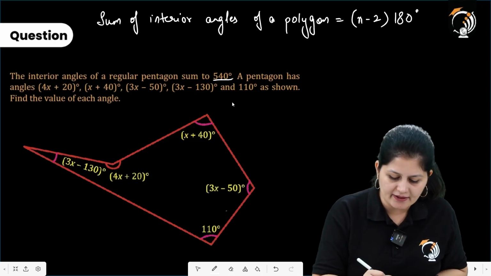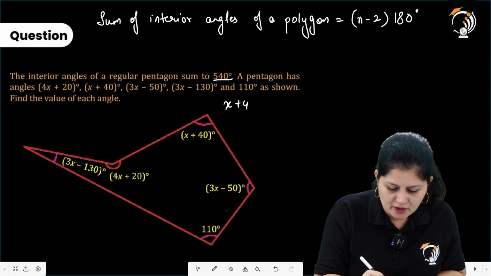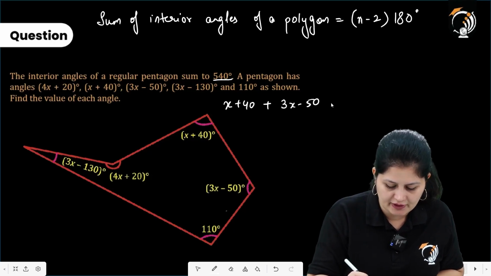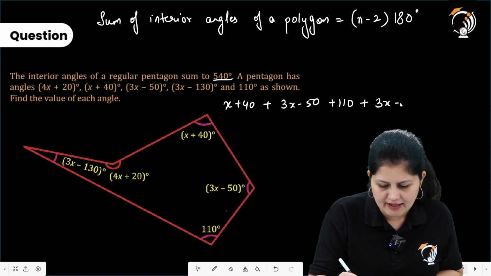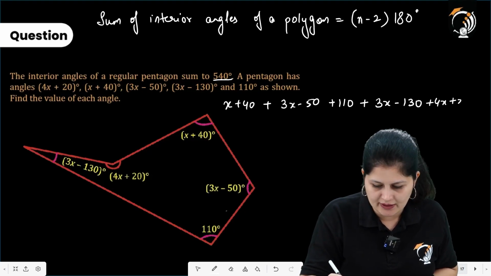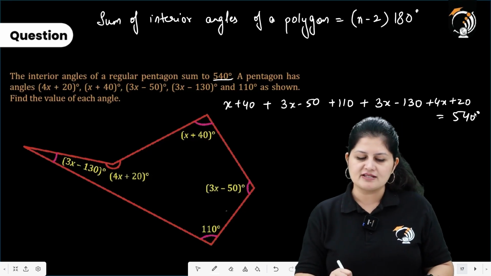So let's just write it. It is going to be x + 40 + 3x - 50 + 110 + 3x - 130 + 4x + 20 is equal to 540 degrees. That is what we have as information.